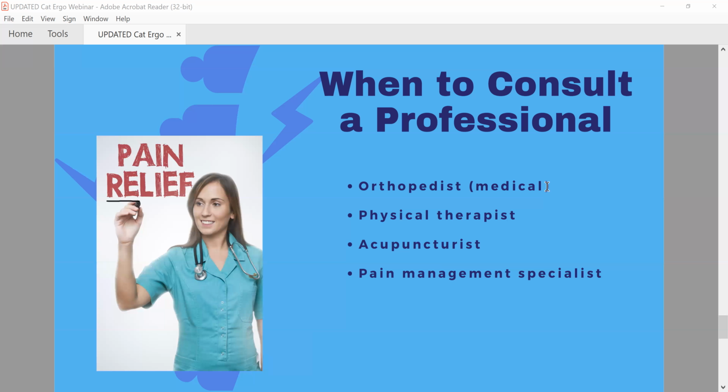Visiting a physical therapist is also a common option. Although they are doctors, they cannot prescribe medication. So instead, they manage pain and improve your ability to move through different activities, exercises, and stretches. An acupuncturist is more of an alternative option.